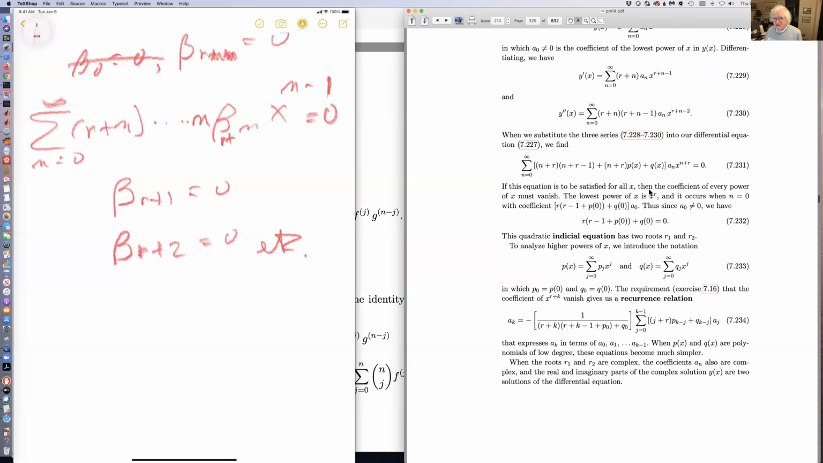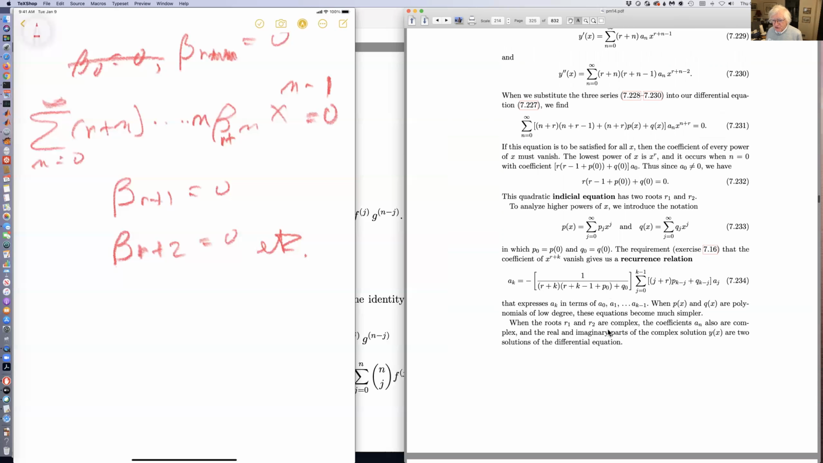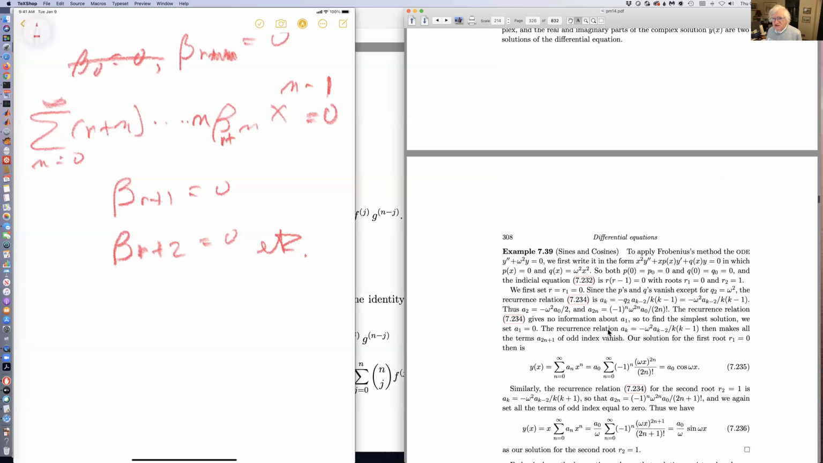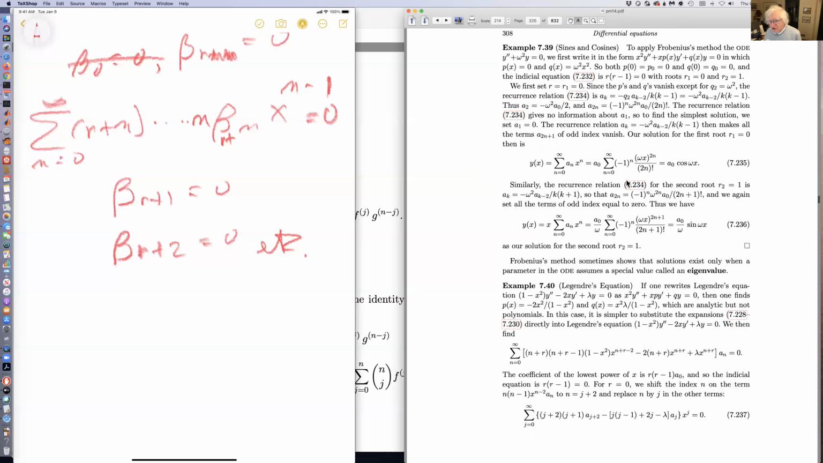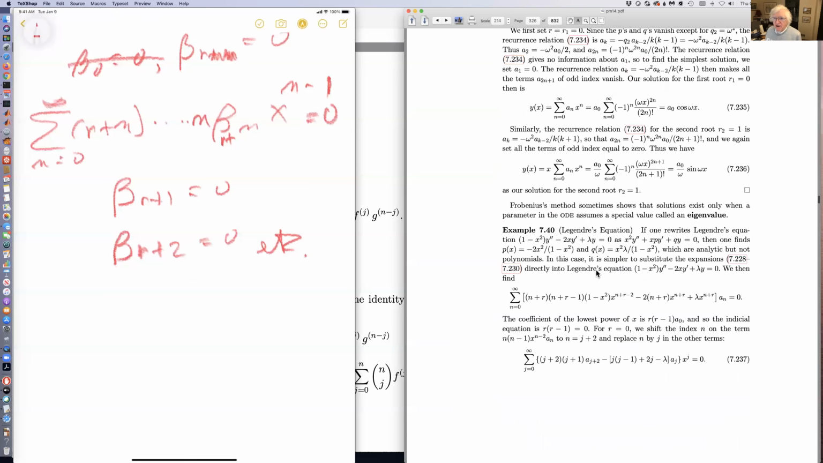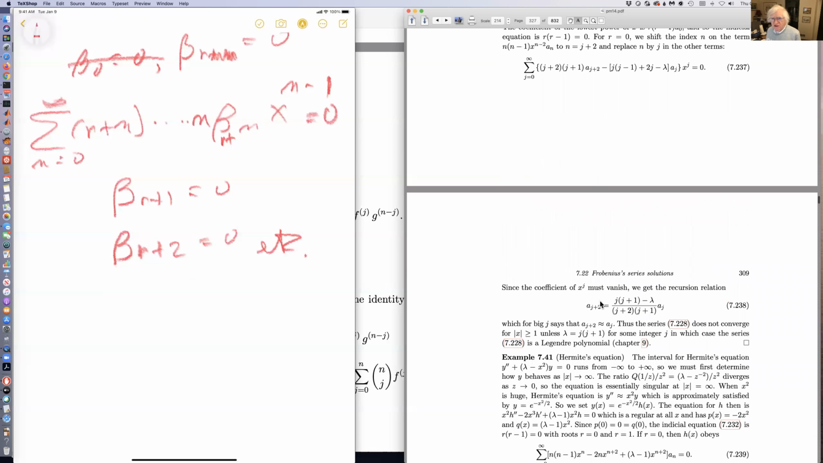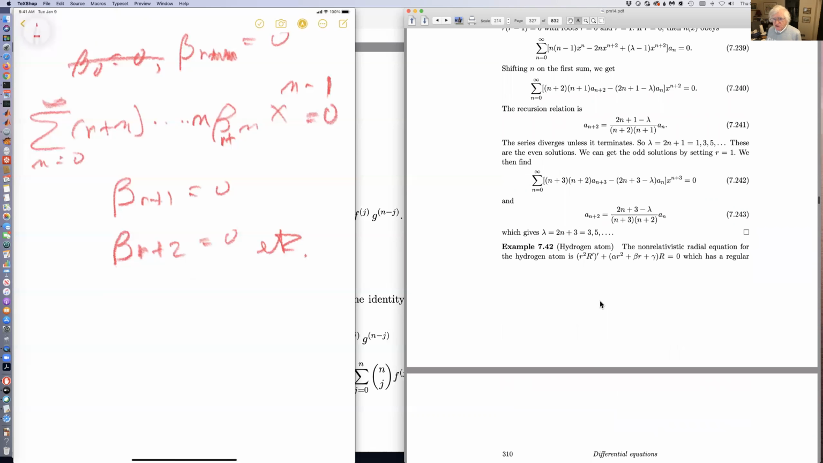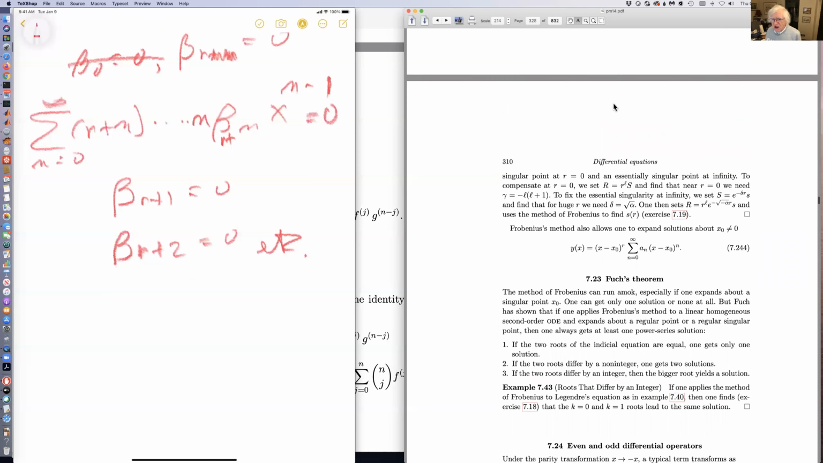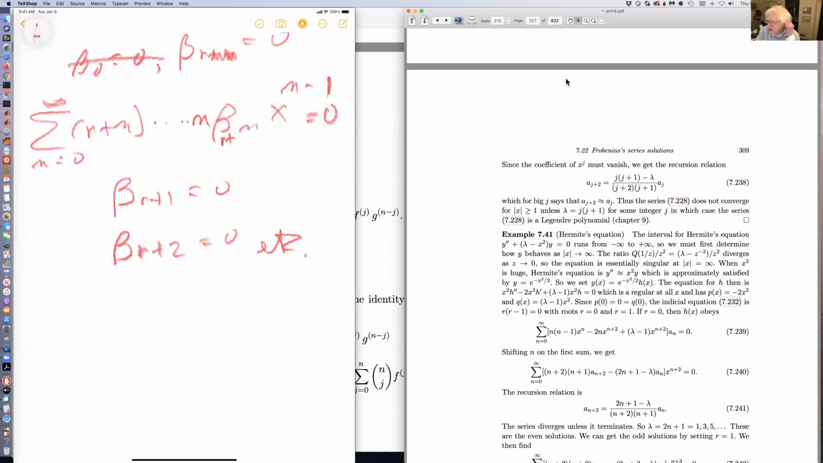So as I said, this nightmare recursion relation becomes much simpler if you have a simple differential equation. Two important examples are sines and cosines and, is it Lagrange's equation, no, Legendre's equation, and Hermite's equation and the hydrogen atom. So I think I'm going to redo this whole section because the Frobenius method is very important.